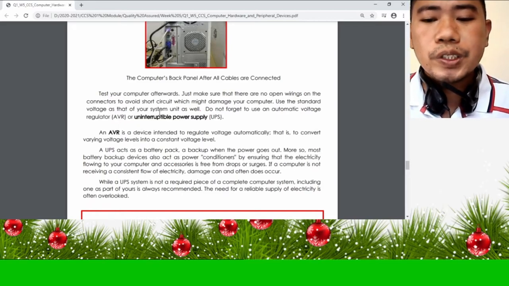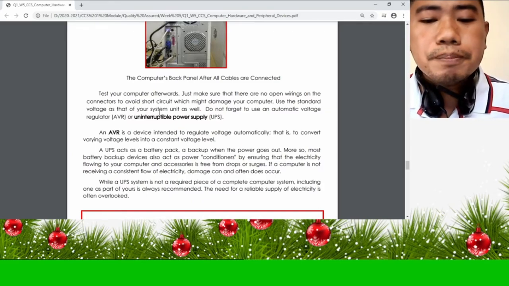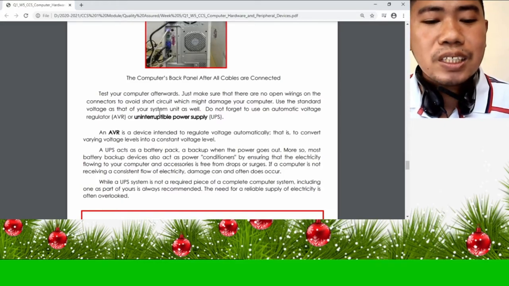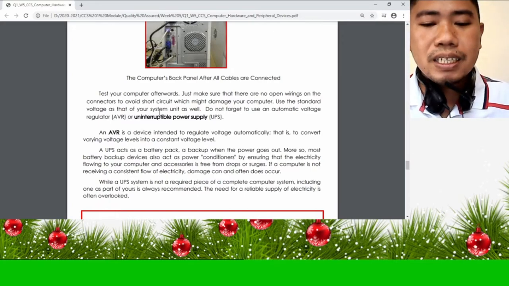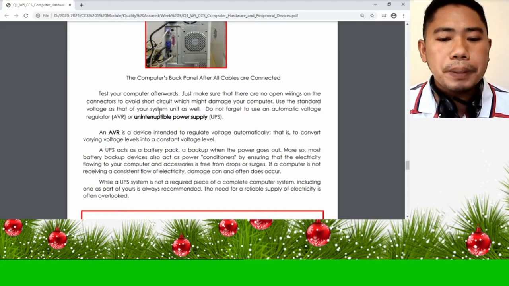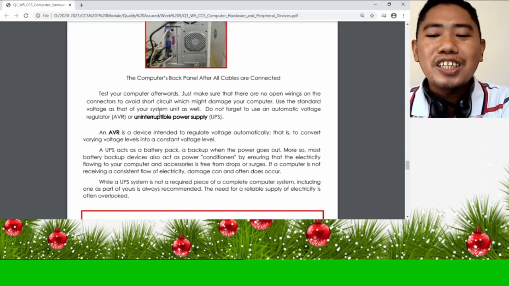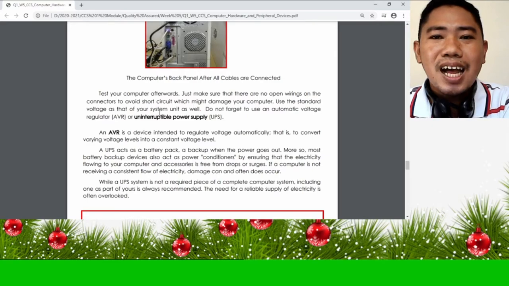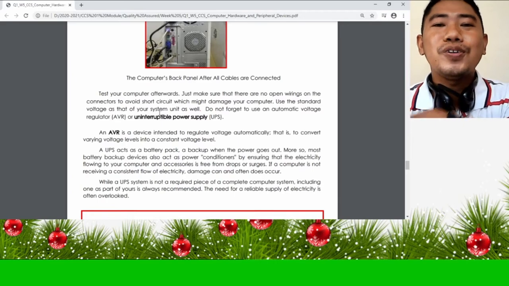Just make sure that there are no open wirings on the connectors to avoid short circuit which might damage your computer. Use the standard voltages as that of your system unit as well. Do not forget to use an automatic voltage regulator or UPS, uninterruptible power supply. So, unsay meaning sa AVR? Automatic voltage regulator. Unsay meaning sa UPS? Uninterruptible power supply. Okay?